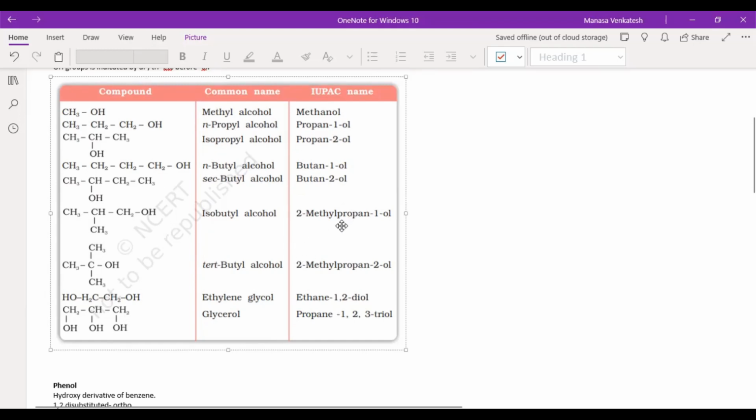Here you have two groups. So methyl will come up as a prefix, and the alcohol will be the suffix because it's the principal functional group in this compound.